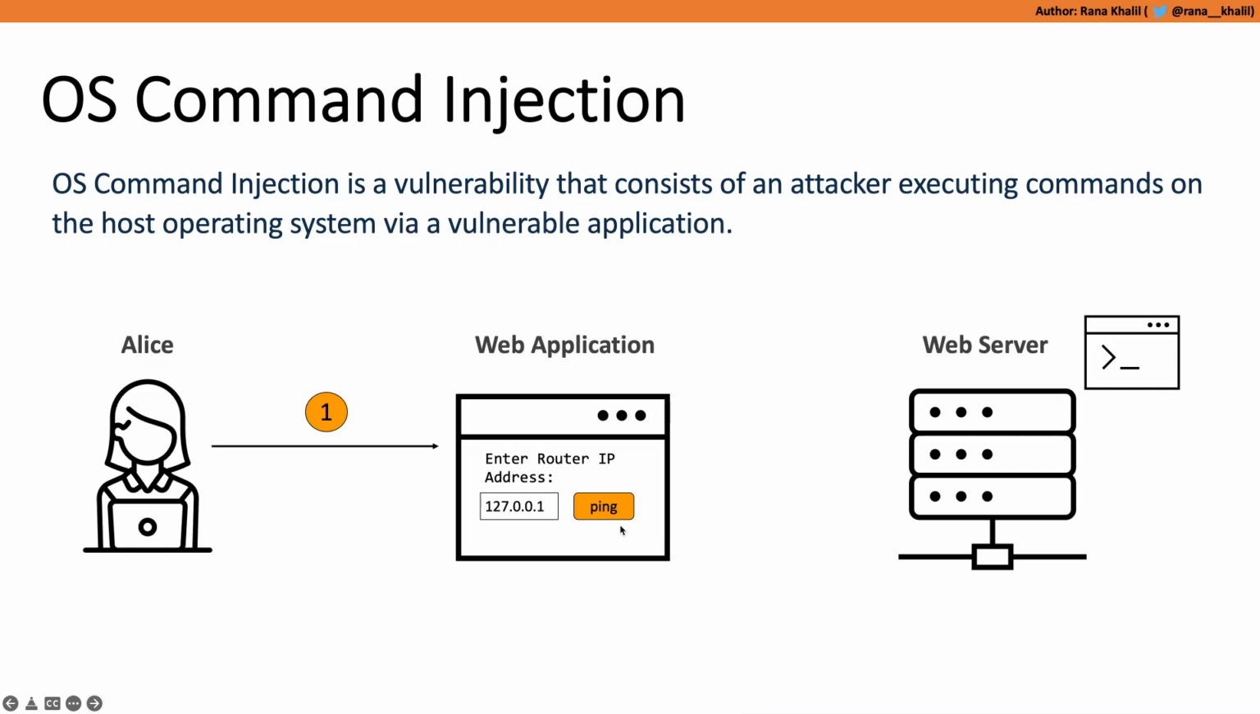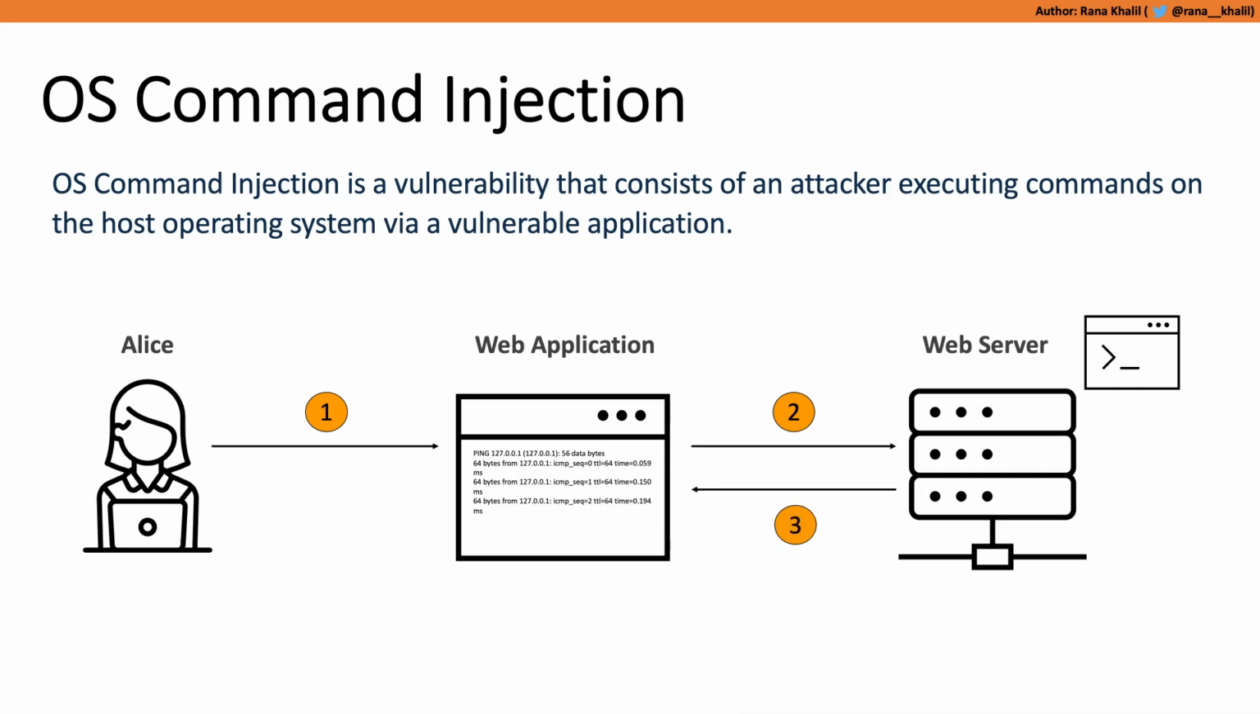And in this case, that's 127.0.0.1. And then Alice clicks on the ping button, which initiates a request to the web server and executes the ping command. So think of it as if a command line is being opened up, and then the command ping 127.0.0.1 is run on the command line. Now, all ping does is send an ICMP echo request to the device on the network, and if the device is up, it sends back an ICMP echo response.